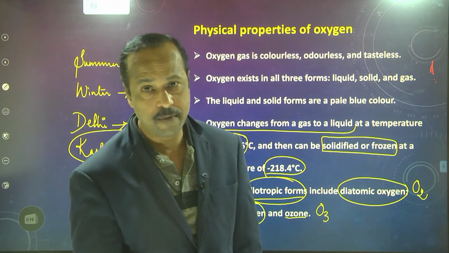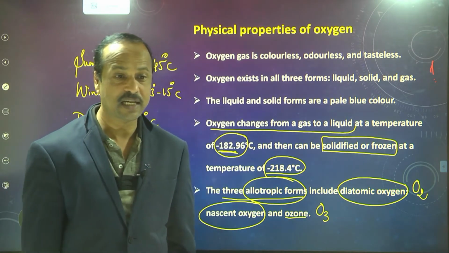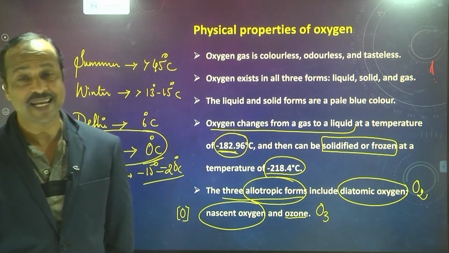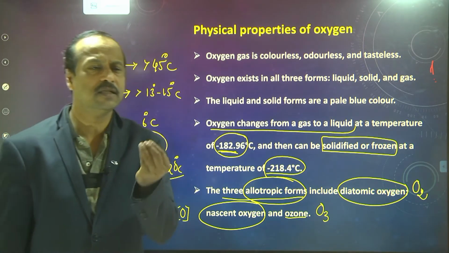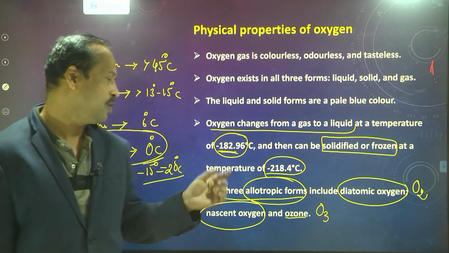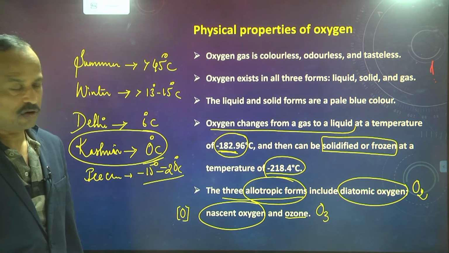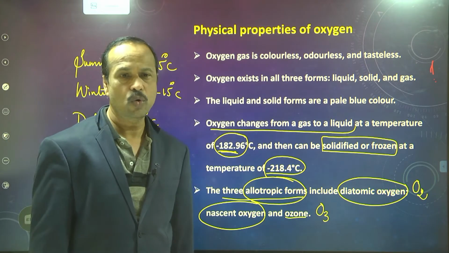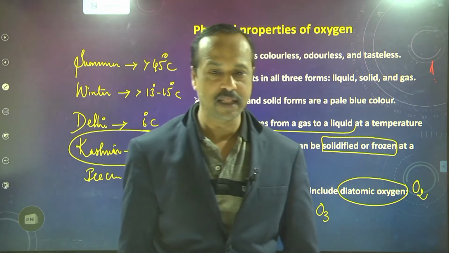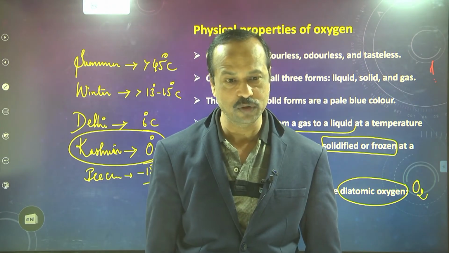One is called dioxygen. Di stands for two, O2. And the second is nascent oxygen. Just prepared during the chemical reactions, it will be single oxygen. So that is nascent oxygen. And the third one is ozone. You know about the ozone. So O3, that is spread in the atmosphere. Is this clear to you?